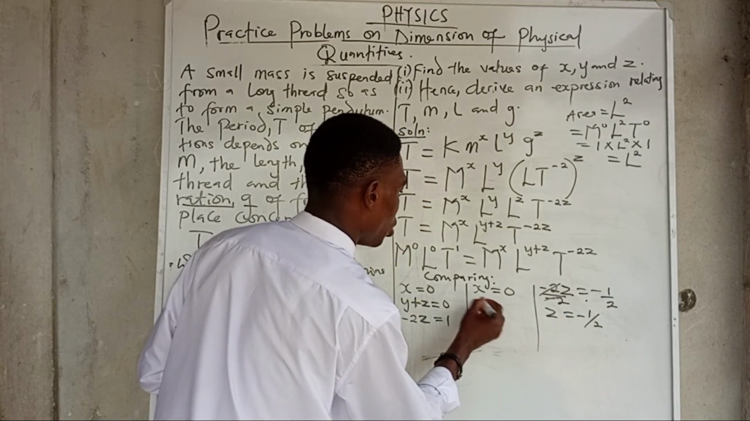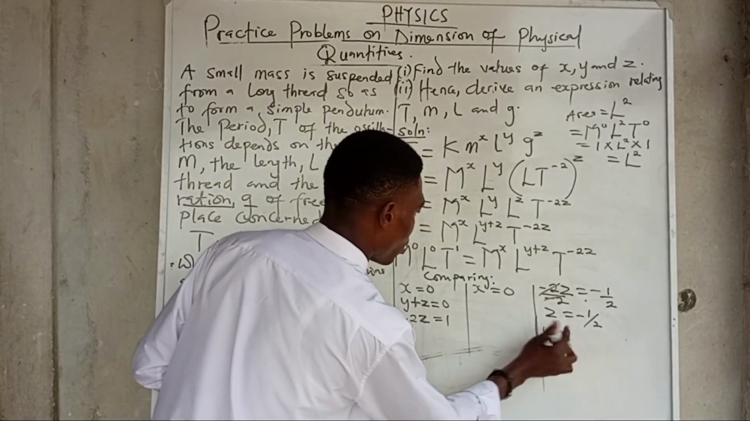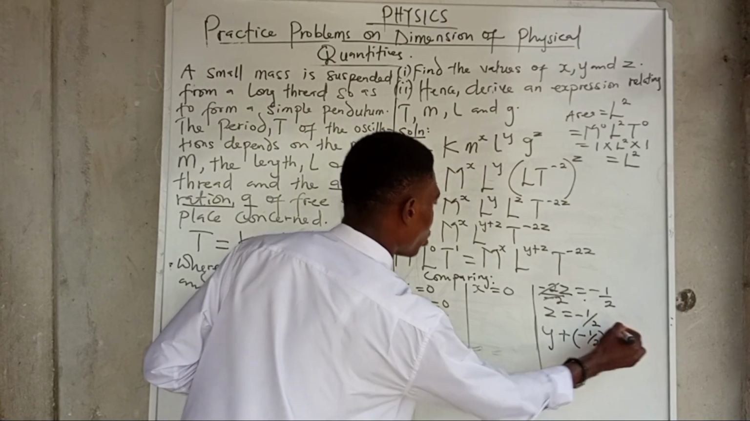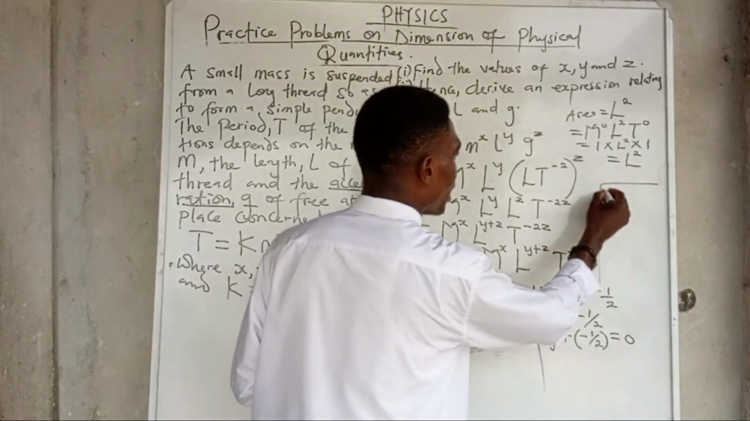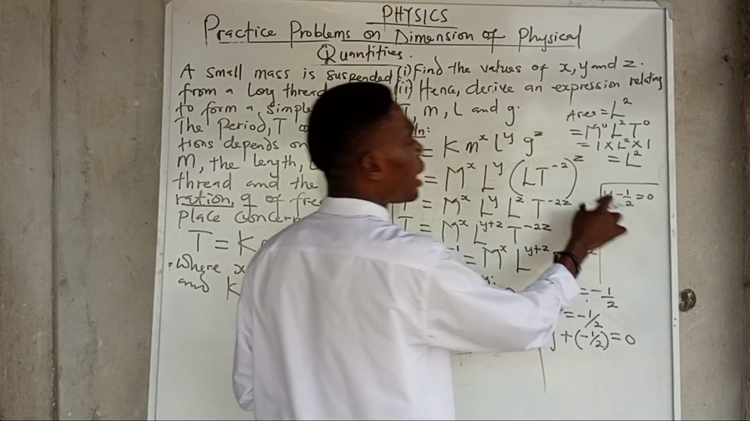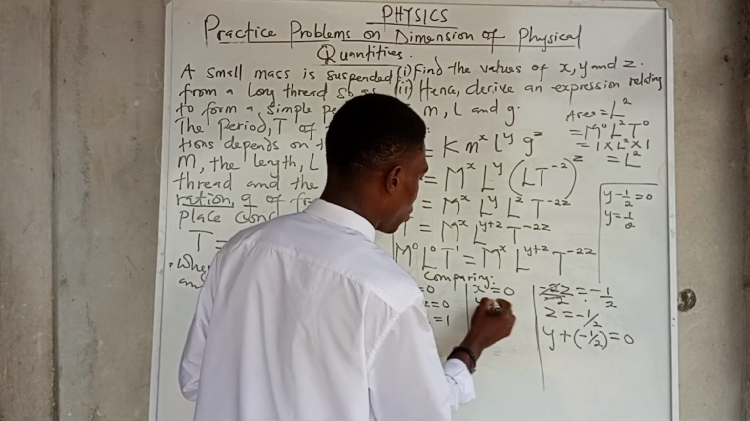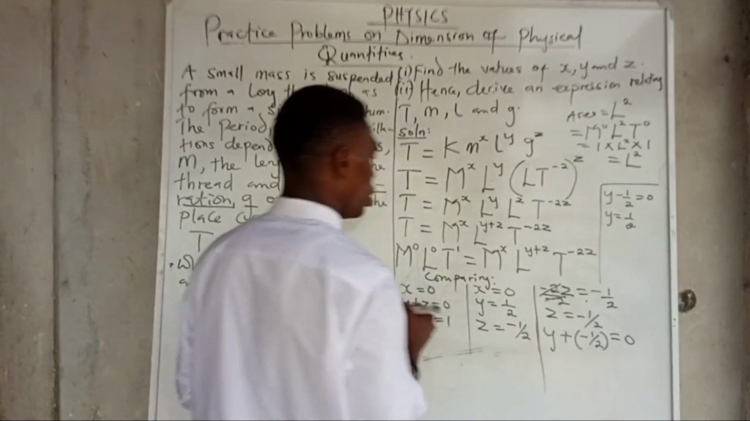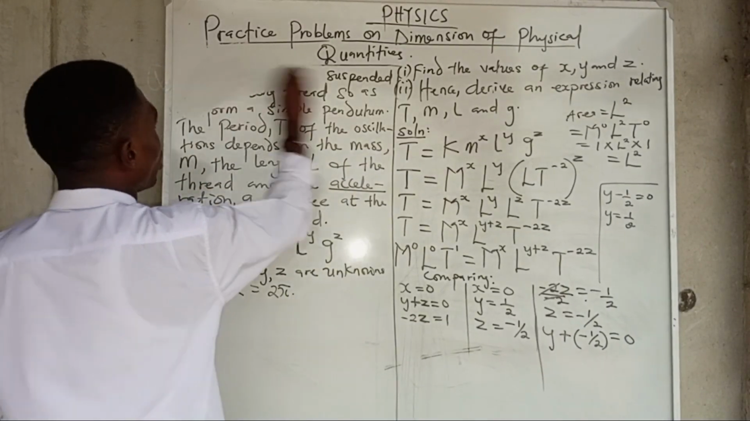Now I'll solve for y. You know, y plus z, that's minus 1 over 2, is equal to 0. Are we together? We have that y plus times minus is minus, so we have y minus 1 over 2 is equal to 0. Let's take minus 1 over 2 over to the other side. It becomes y is equal to 1 over 2. So we have that now y is equal to 1 over 2 and z is equal to minus 1 over 2.